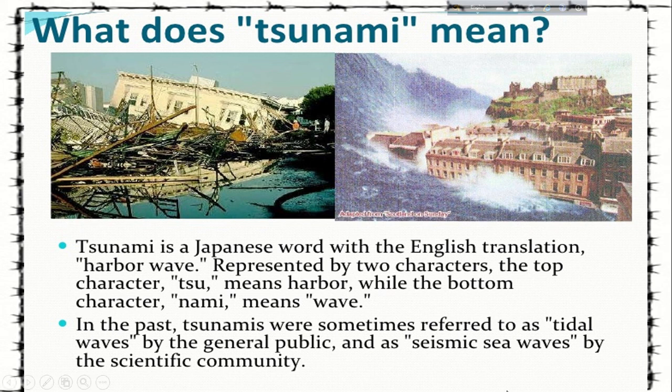So, tsunami is a Japanese word with an English translation, harbor wave or waves of the seashore, and it is represented by two characters. The top character is tsu, which means harbor, while the bottom character nami means wave. So, we can say harbor wave. In the past, tsunamis were referred to as tidal waves by the general public and as seismic sea waves by the scientific community. And in your book, it is written that it is the Japanese word which means waves of the seashore.